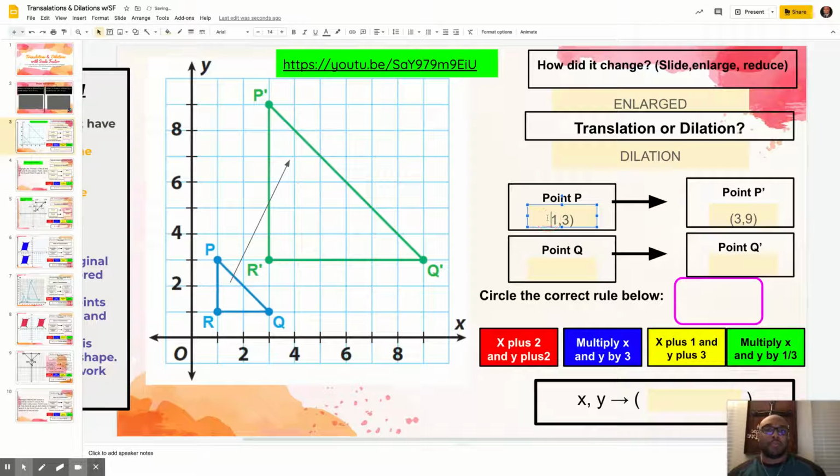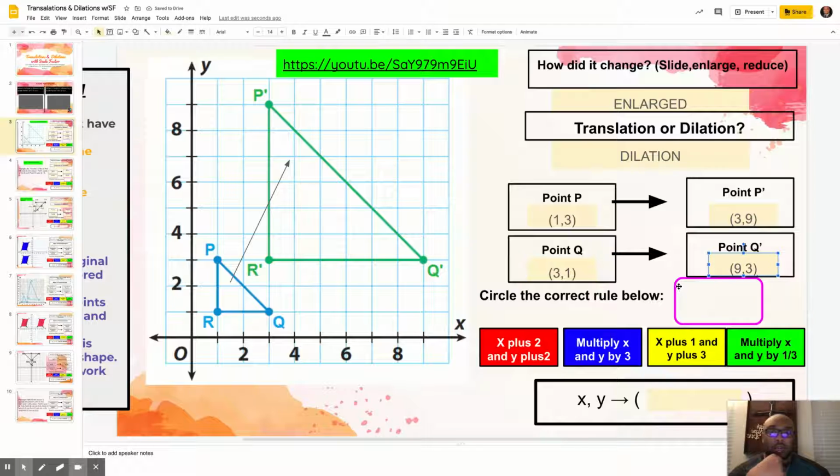We're going to do the same thing for points Q and Q prime. Q, starting from the origin, is at 3, 1, and Q prime is at 9, 3. 3, 1, and 9, 3.